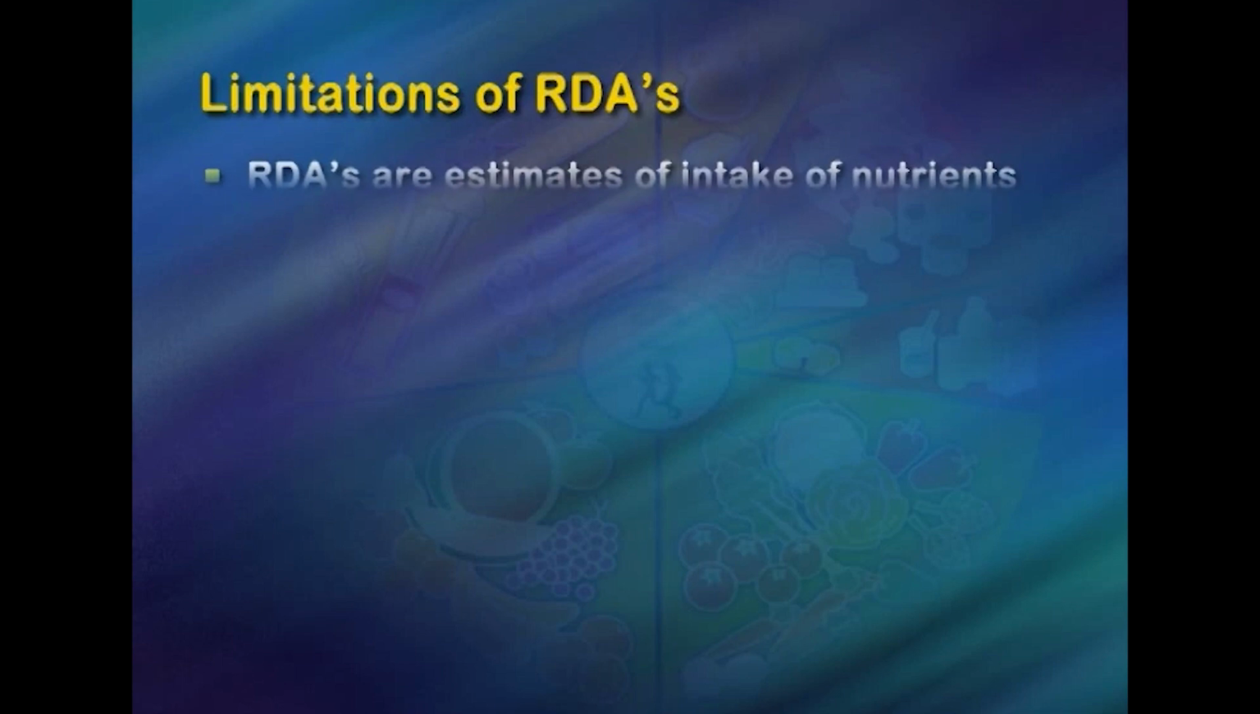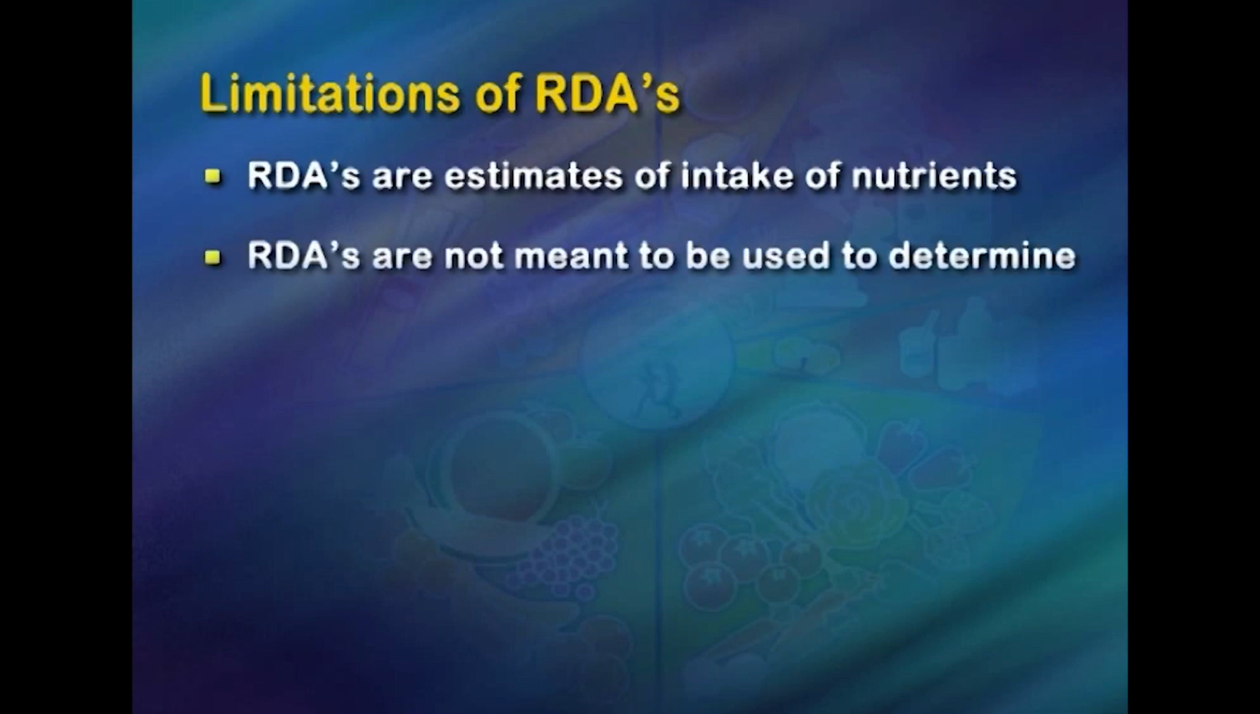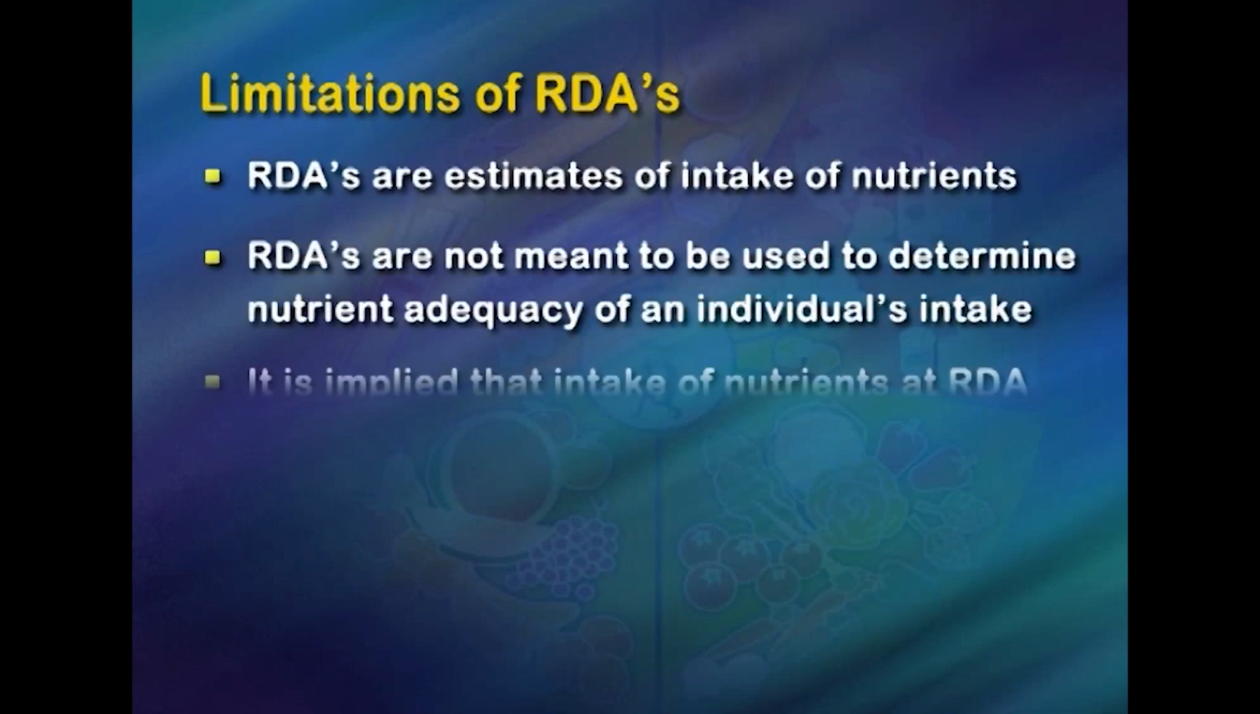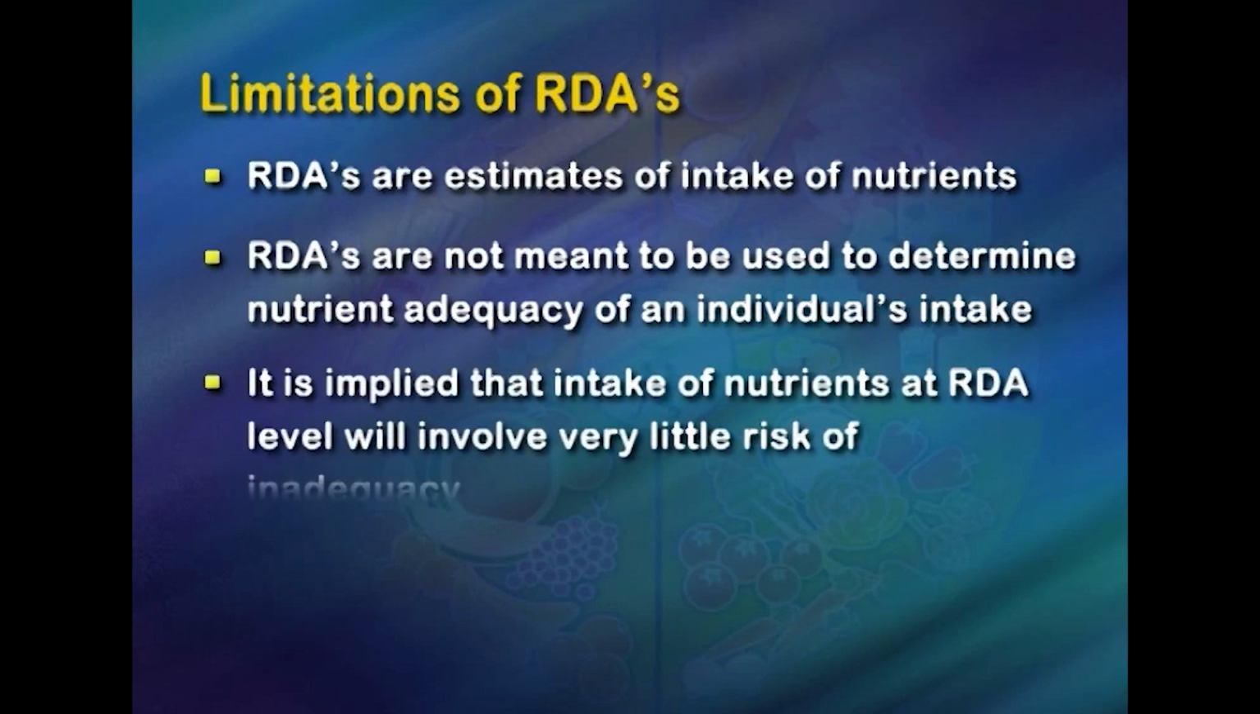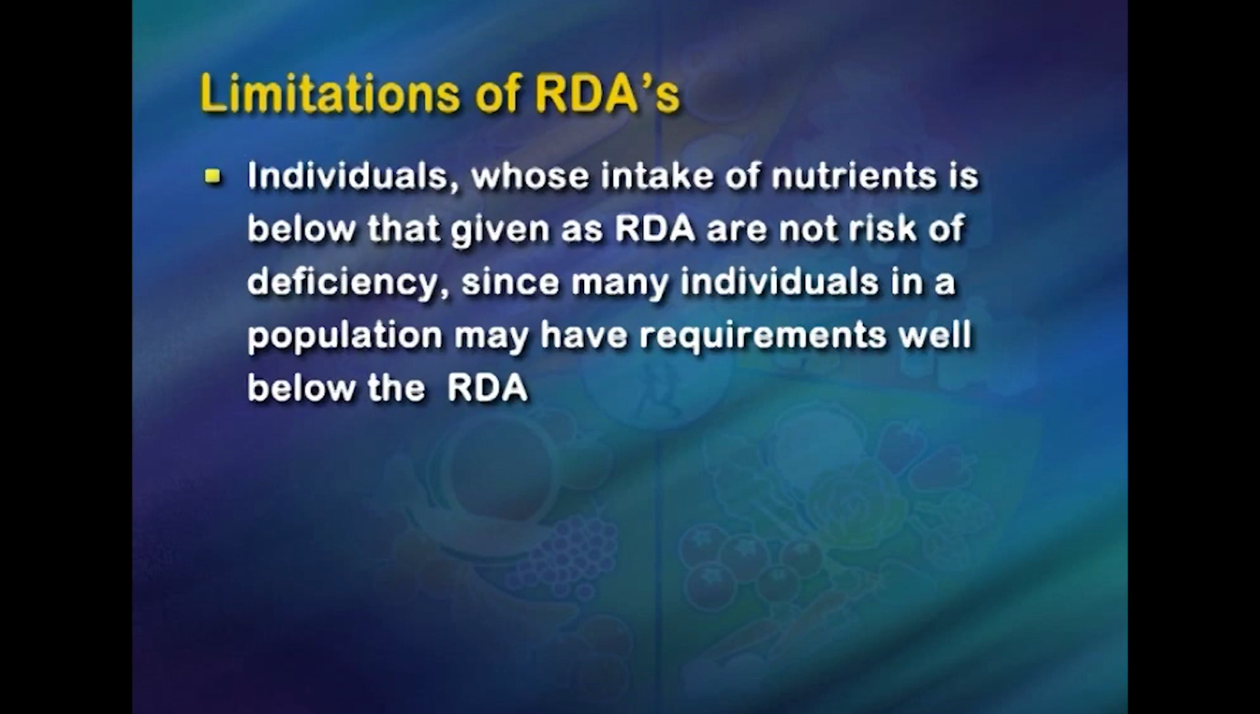Now, RDAs are only the estimates of the intakes of nutrients, and they are not meant to be used to determine nutrient adequacy of an individual's intake. It is implied that the intake of nutrients at the RDA level will involve very little risk of inadequacy. Individuals whose intake of nutrients is below the given RDA are not necessarily at risk of deficiency, since many individuals in a population may have requirements well below the normal RDA.